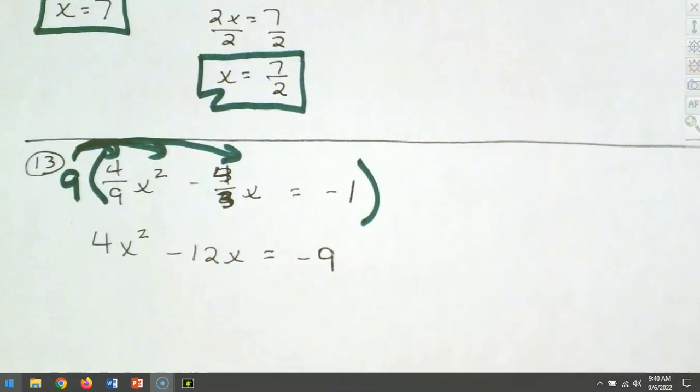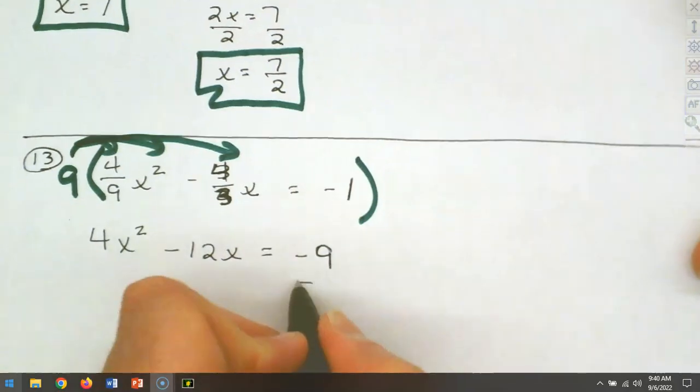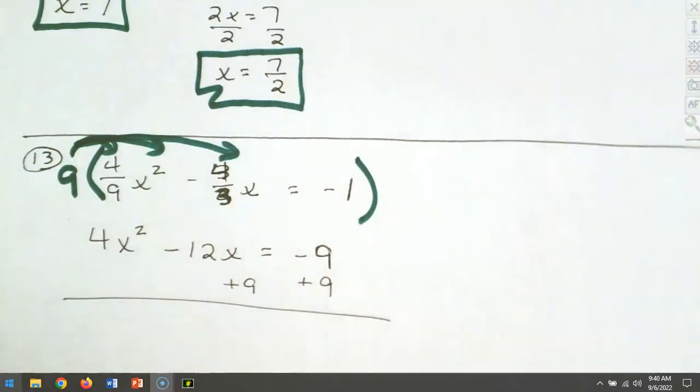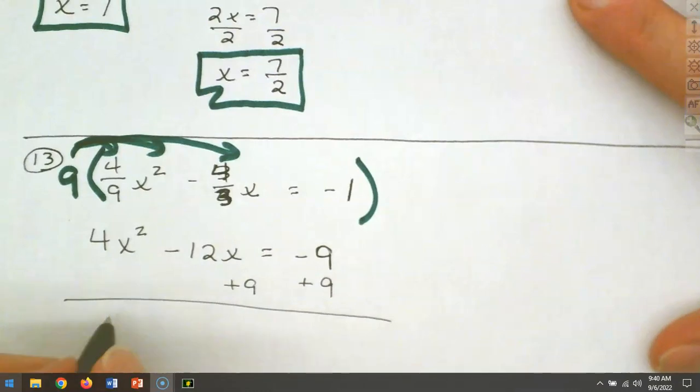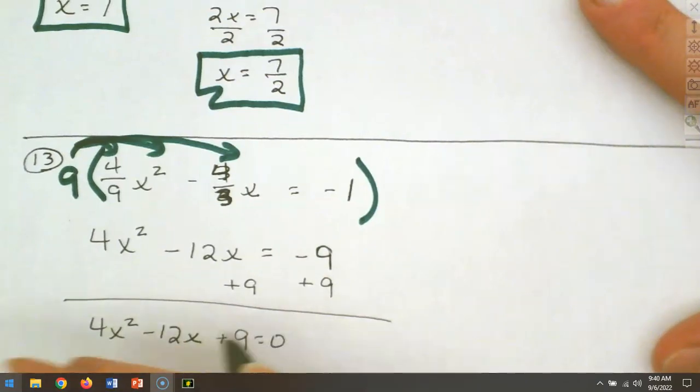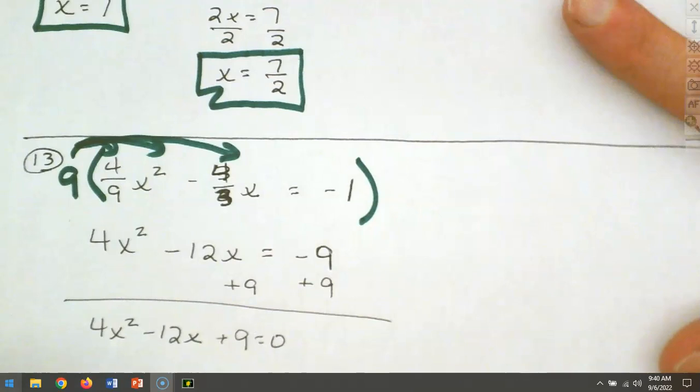Now what can we do? Well, we want to use the quadratic formula. We've cleared out our fractions. So now to use the quadratic formula, we need to set this equal to 0, right? Okay, so let's go ahead and add that 9 over. And if I add that 9 over, then I get 4x squared minus 12x plus 9 equals 0. A is 4, B is a negative 12, C is 9.